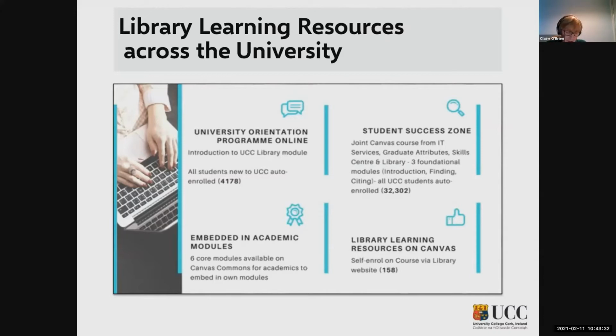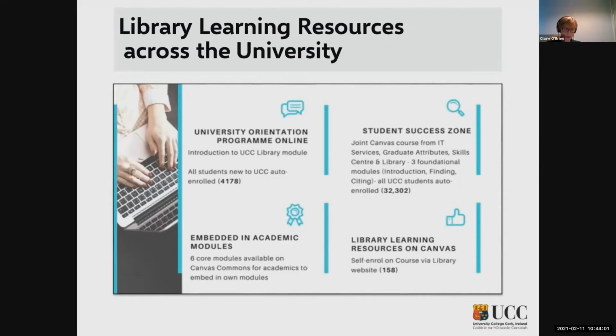Then we have the Student Success Zone. This is a joint Canvas course from IT Services, Graduate Attributes, the Skills Centre and the Library. It aims to provide the key resources for students in a centralised Canvas space. We put our 3 foundational modules, the introduction to the library, finding library resources, and citing, referencing and plagiarism into this course, and signpost out to the full library course.